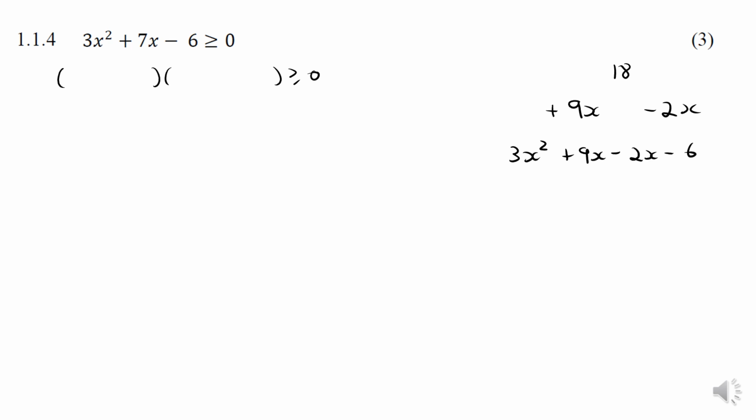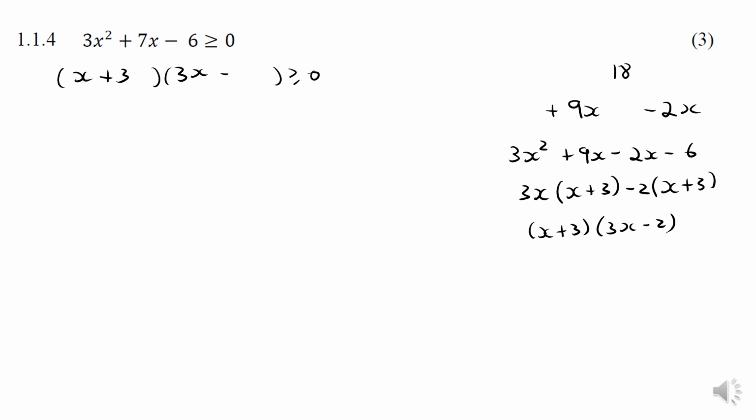Then I'm going to do grouping. 3x, take out, it will get x plus 3. Close the bracket. Then I'm going to take out a negative 2 so I can have an x plus 3 in the second bracket as well. Then I'm going to take out the bracket x plus 3, so I'm left with 3x minus 2. And that will be my factors.